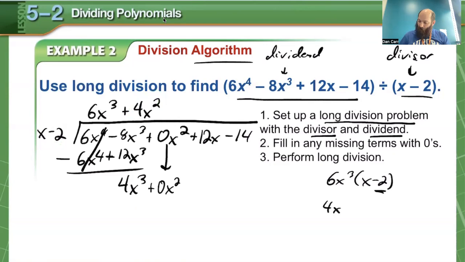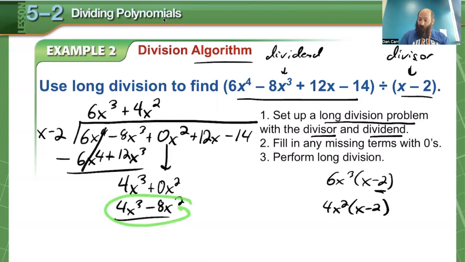So it looks like this. It'll be 4x squared times x minus 2. So I do that. That's going to give me 4x to the third, and then minus 8x squared. Okay. And now the process again is I'm going to subtract this level. I'm subtracting the whole thing. So that means I'm going to take that as a negative and then a positive. So that's gone, and I'm left with 8x squared.